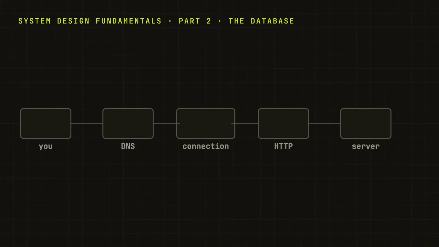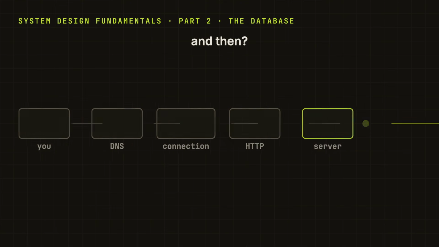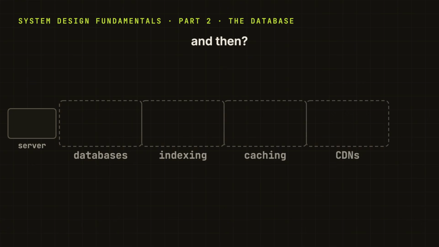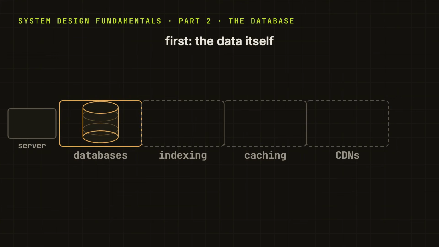Welcome back. This is part 2. In part 1, we followed a single request from your browser through DNS, a secure connection, and HTTP, all the way to the server. Now, that server needs data. So, in this part, we cover where the data lives and how we make it fast: databases, then indexing, caching, and CDNs. Let's start with the database itself.